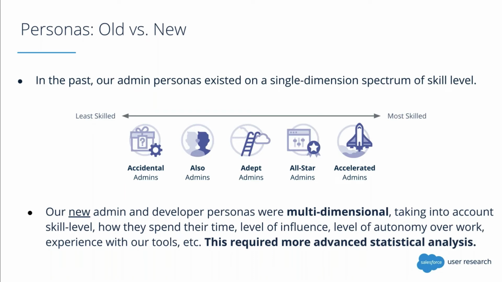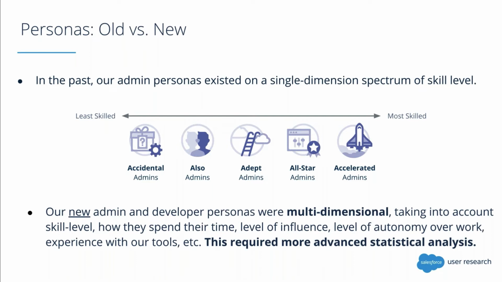So like Connie mentioned, in the past, we have had our admin personas. And so they're listed up here. You can see them. They existed on a single dimension spectrum of skill level in Salesforce, basically. So you can see them there, accidental through accelerated admins. We basically took all of our participants and split them up based on how skilled they are within Salesforce.